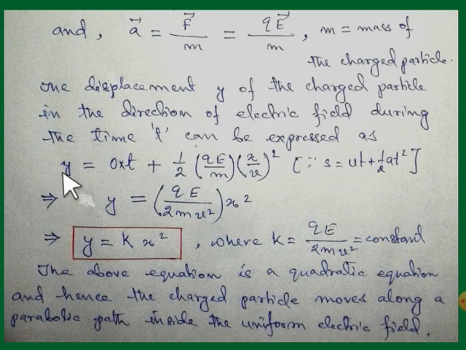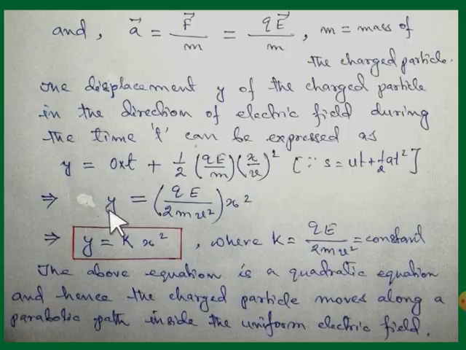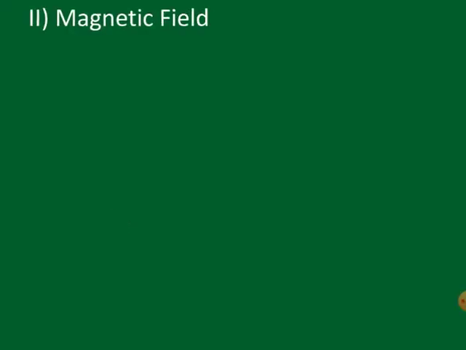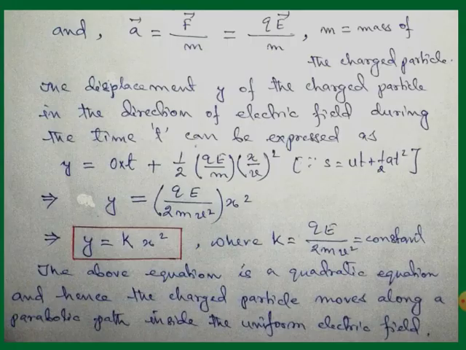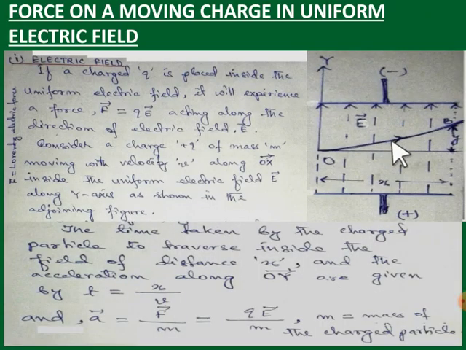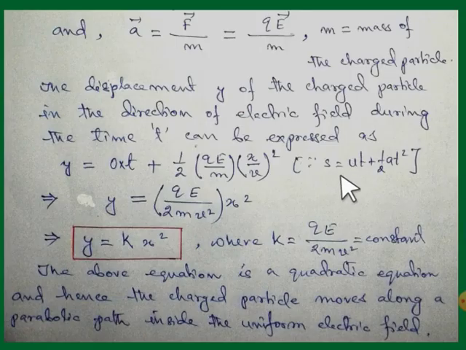So your displacement, or rather distance, should be distance. The distance y traveled by the charged particle, the vertical distance x. Now y, the vertical displacement y, will be equal to ut, where u means zero, and t means x by v, plus half a t square.